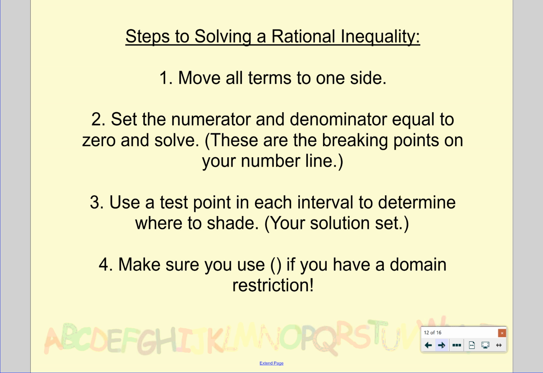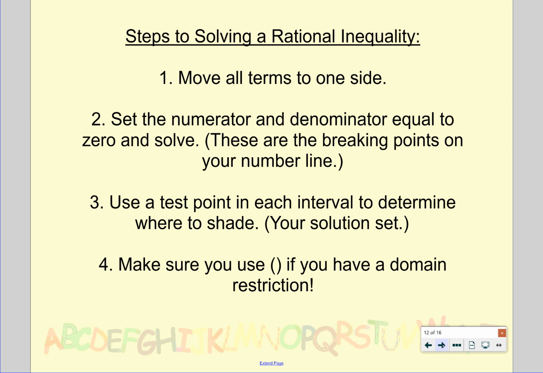So it's going to start out the same way, get everything on one side. But this time you're going to get breaking points from both the numerator and the denominator. So you're going to have to set the numerator equal to 0, factor that, denominator equal to 0, factor that, and you're going to get probably a lot more breaking points. Then we're going to do our number line with our test points.